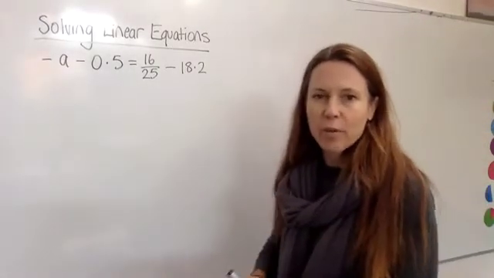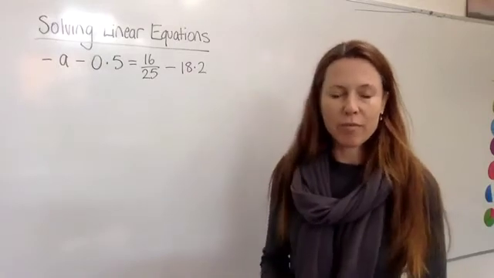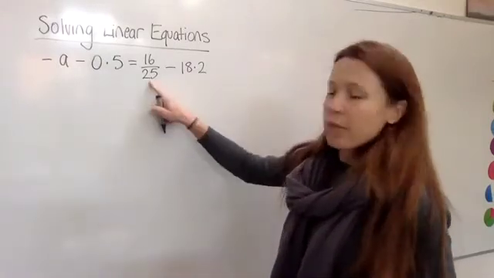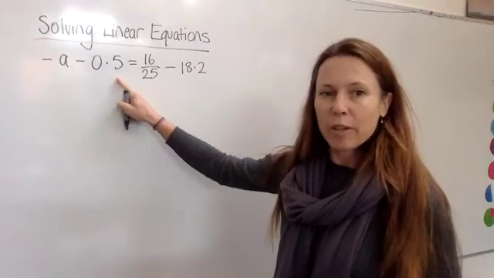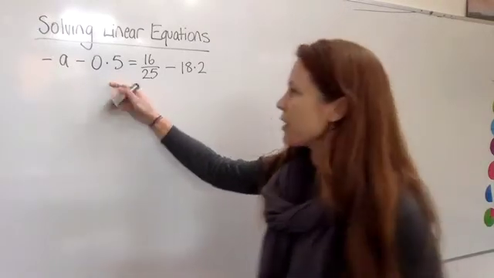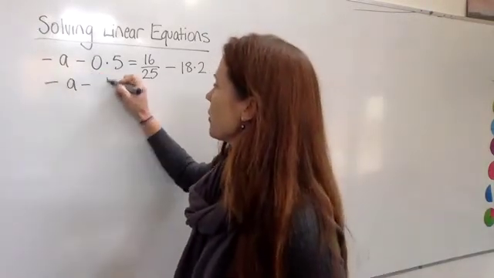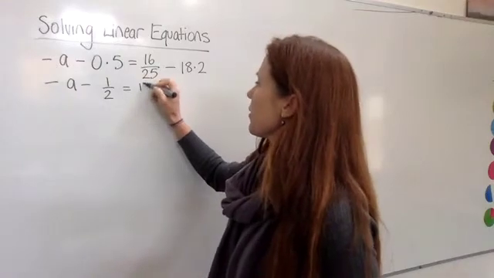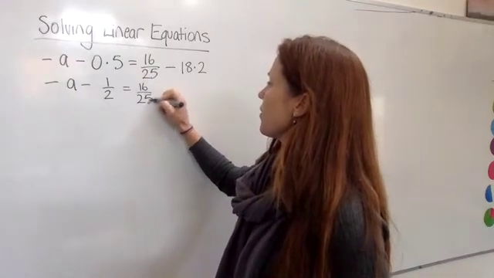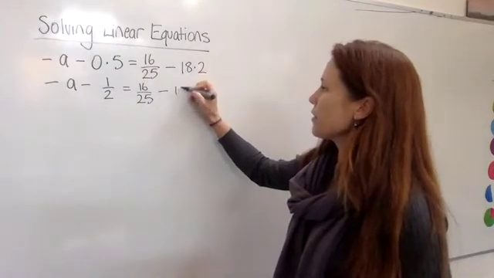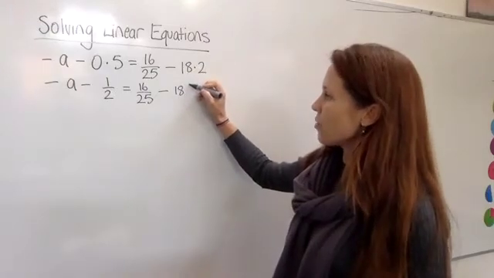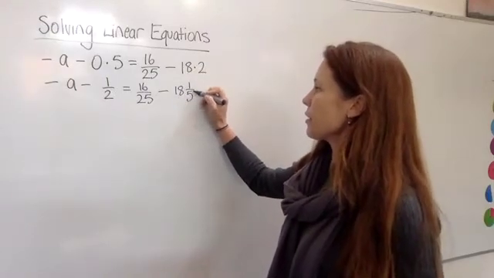Okay, we're going to do the same question now, but this time solve it using fractions. So we've already got one fraction here. First thing to do would be to convert this 0.5 into half, and write down our fraction we already have. And here we've got 18 and 2/10, or 18 and 1/5.